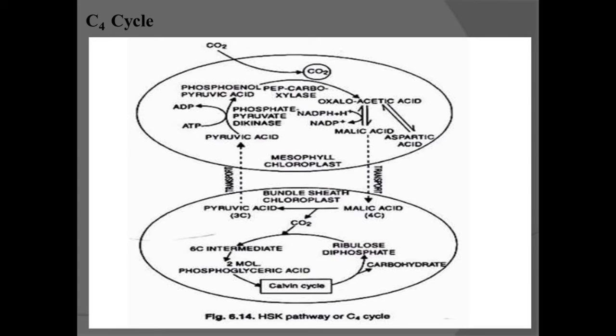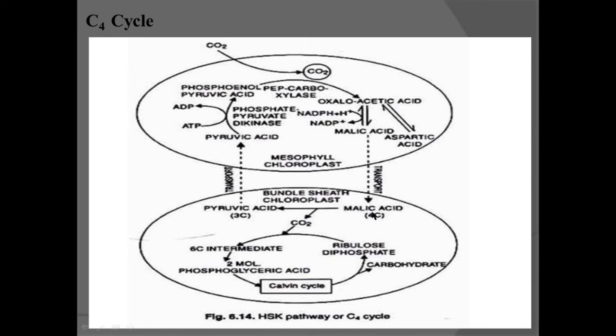with the help of the enzyme dehydrogenase. Or in some cases, oxaloacetic acid is converted into aspartic acid with the transaminase enzyme. It is also a 4-carbon compound. Now this malic acid or aspartic acid formed in the mesophyll cell is transported towards the bundle sheath cell.